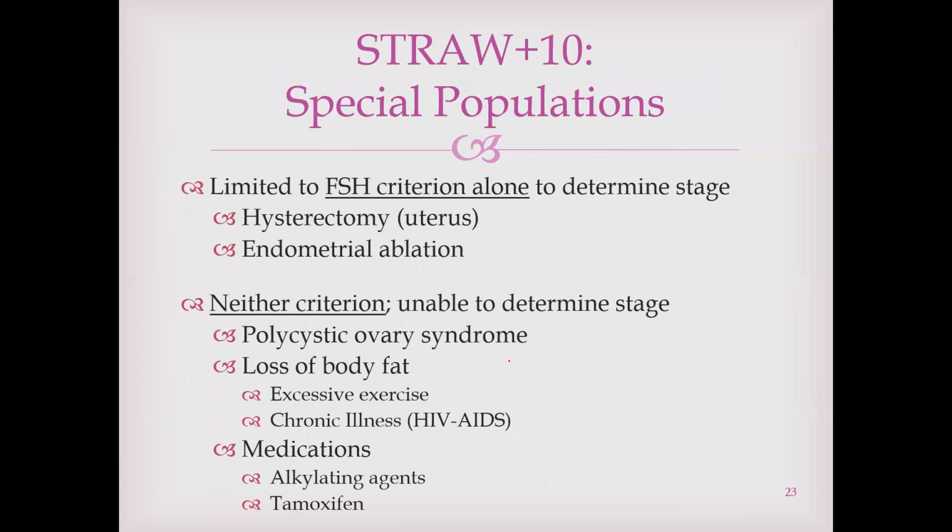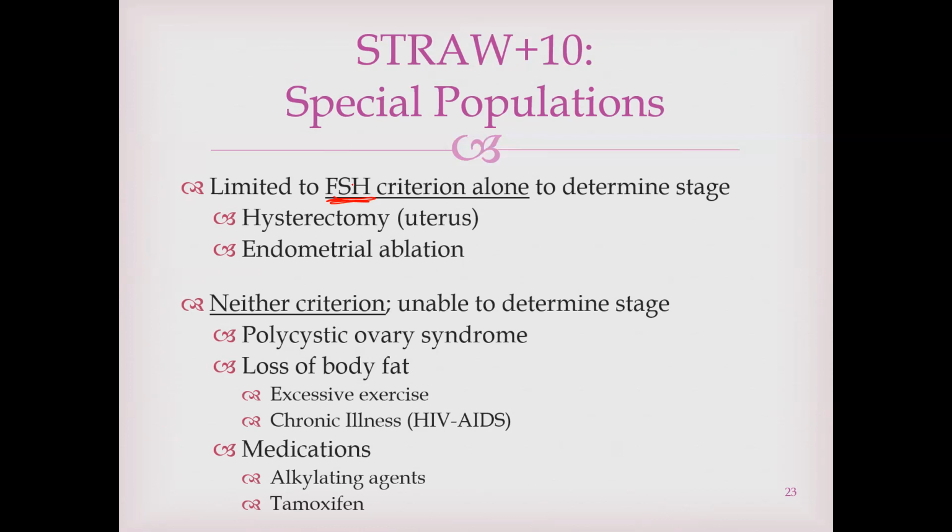There are some situations where you cannot use the bleeding criteria, and that makes sense if you think about it. If she doesn't have a uterus, she's had a hysterectomy, she's no longer able to bleed, then you would use that FSH criterion alone. And we know that an FSH greater than 25 is going to be diagnostic of late transition menopause.